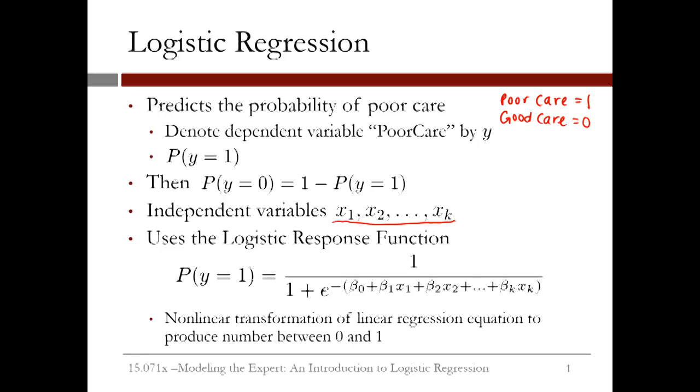Then to predict the probability that y equals 1, we use what's called the logistic response function. This seems like a complicated nonlinear equation, but you can see the familiar linear regression equation in this logistic response function. The logistic response function is used to produce a number between 0 and 1. Let's understand this function a little better.